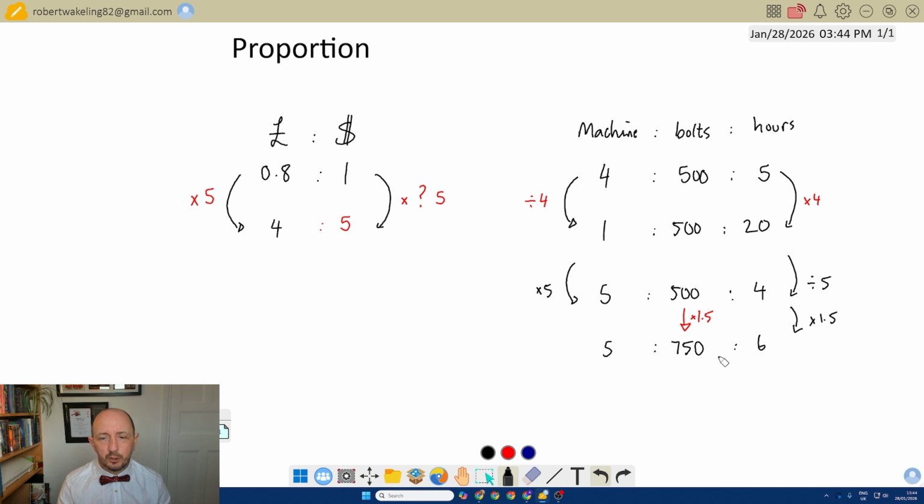So proportion helps us with a lot of topics that we may not necessarily realize. So if you find yourself doing any type of scaling up or down, then try to use the proportion method. Okay.